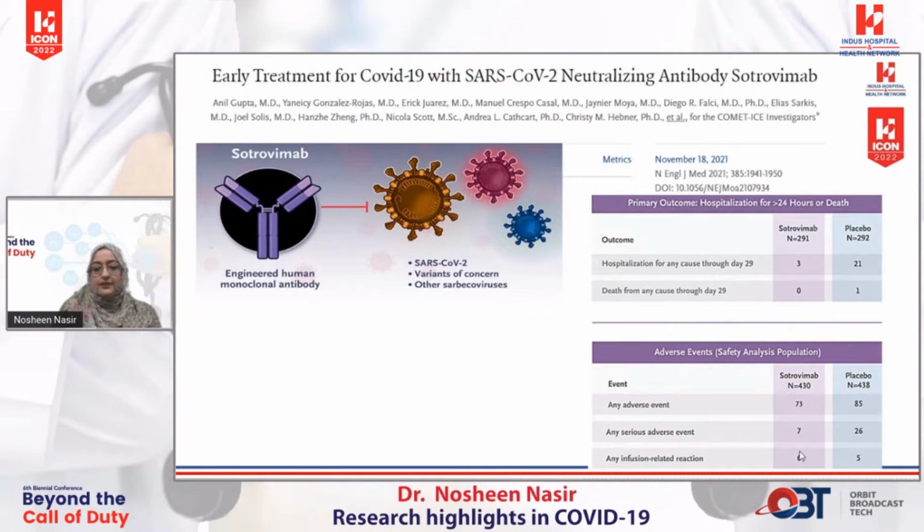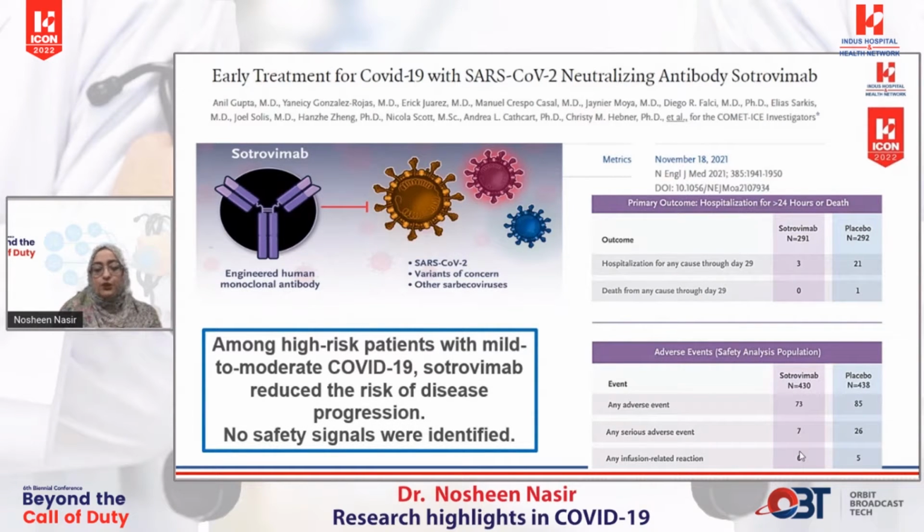So early treatment for COVID-19, this trial was published fairly recently on November 18, 2021 in the New England Journal of Medicine. And what they found was that hospitalization for any cause through day 29 was less in the group that received sotrovimab compared to those that received placebo. And similarly, they did not observe any deaths in the patients who received this neutralizing antibody. So among high-risk patients with mild to moderate COVID-19, sotrovimab reduced the risk of disease progression, and there were no safety signals identified. Fewer serious adverse events were reported with sotrovimab.